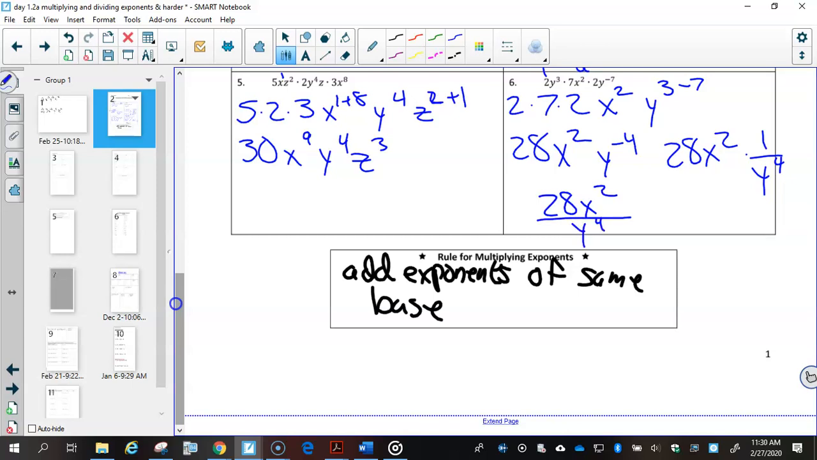So our final answer should be 1 condensed fraction. No matter what else you did to get there, your final answer should be 1 condensed fraction. How did you do that? Multiply across. Remember, all whole numbers are over 1. 28x squared times 1 is 28x squared. 1 times y to the 4th is y to the 4th.